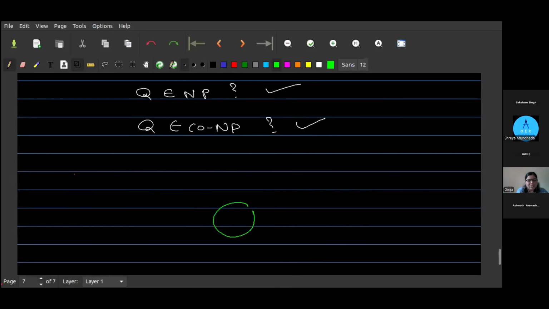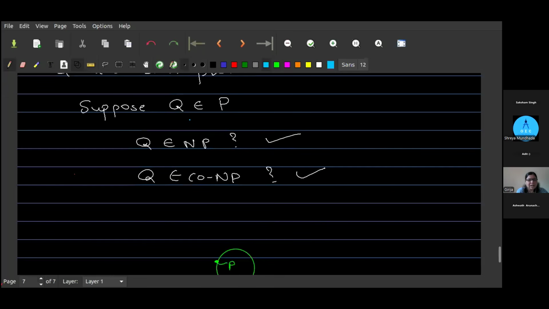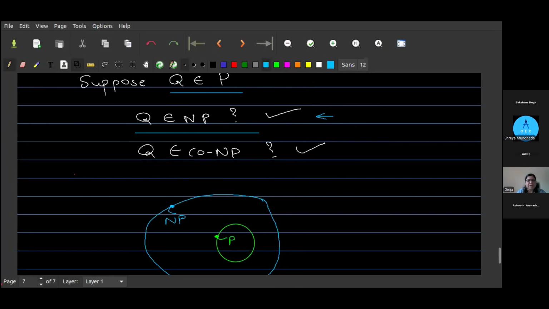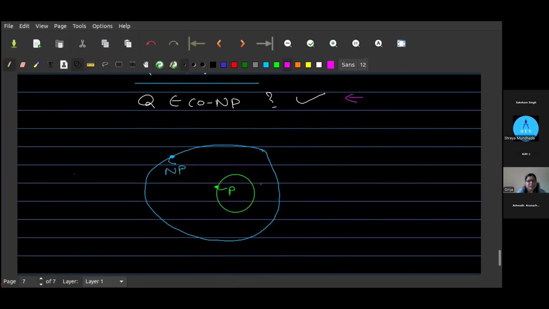Let's see if I can draw these circles. Okay, so let's say this is P. This is the set of problems which can be solved in polynomial time. I just said that if it is in P, it is also in NP, which means I should be able to draw something like this as a circle. Okay, something like this. So this is NP. Everybody agrees to this because if it is in P, then it is also in NP. And we also know that if it is in P, then it is in co-NP. That means this P has to also be a subset of co-NP.